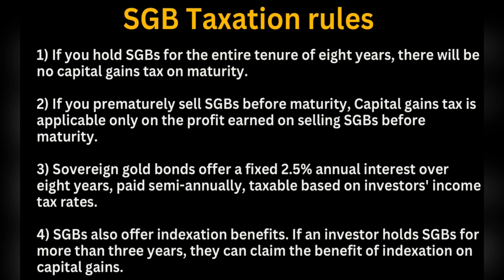Let's reiterate that. First, if you hold SGBs for the entire tenure of 8 years, there will be no capital gains tax on maturity. Second, if you prematurely sell SGBs before maturity, capital gains tax is applicable only on the profit earned on selling SGBs before maturity. Third, sovereign gold bonds offer a fixed 2.5% annual interest over 8 years, paid semi-annually, taxable based on investors' income tax rates. And lastly, SGBs also offer indexation benefits.